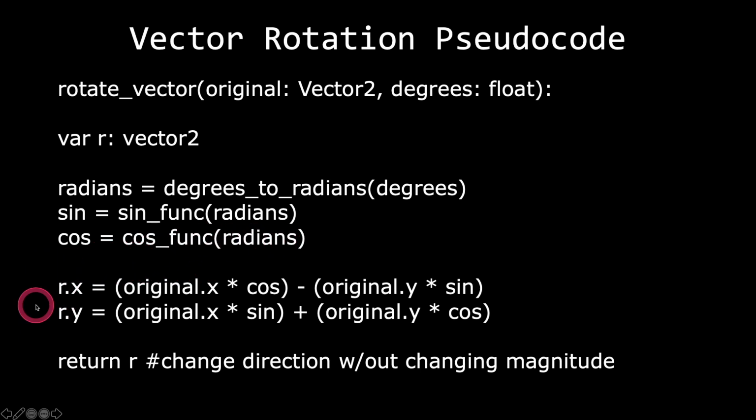And right here is where we rotate our original vector. And in this case, it's the same thing we had in our previous slide. Take the original x multiplied by cosine minus original y multiplied by sine, and original x multiplied by sine plus original y multiplied by cosine for our rotated y value. And then we return back the rotated value. And that's basically it. So let's go ahead and actually code this out and then figure out how we can apply that to our paddle class.